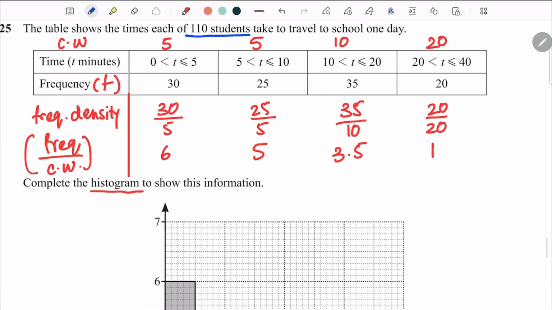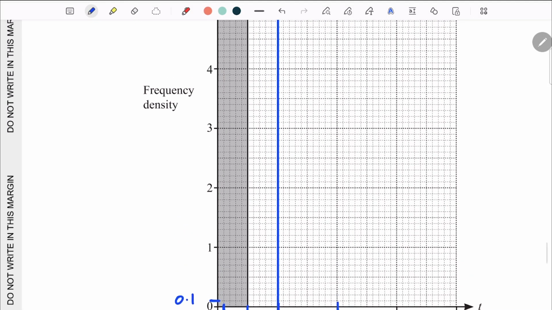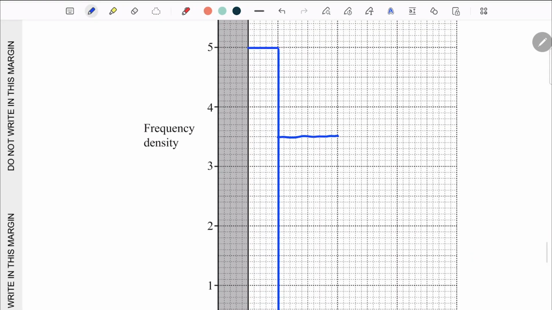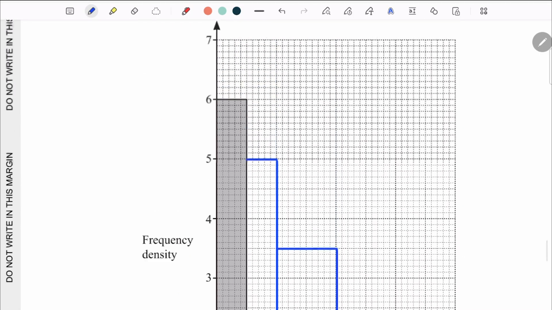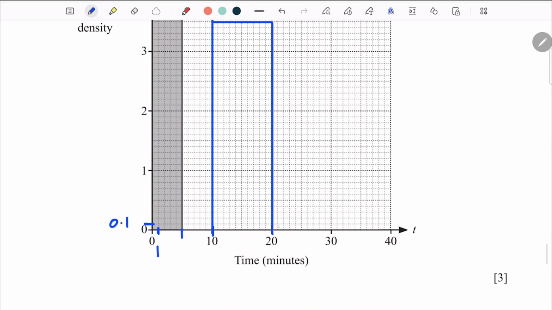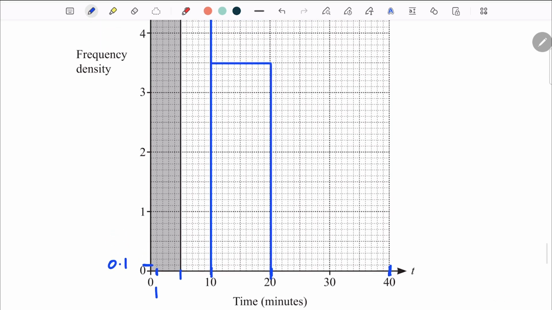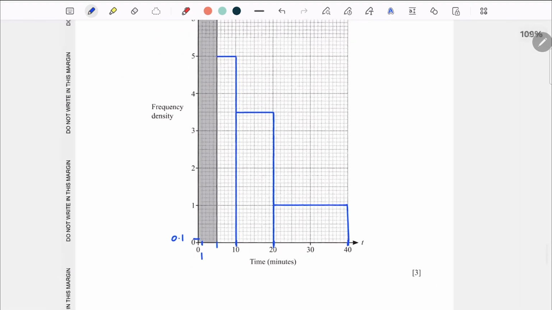it is basically from 10 to 20. So 10 to 20 from here till here and till 3.5. Then from 20 to 40, the frequency density is 1. So from 20 to 40 and the frequency density is 1. So this is going to be my final bar.